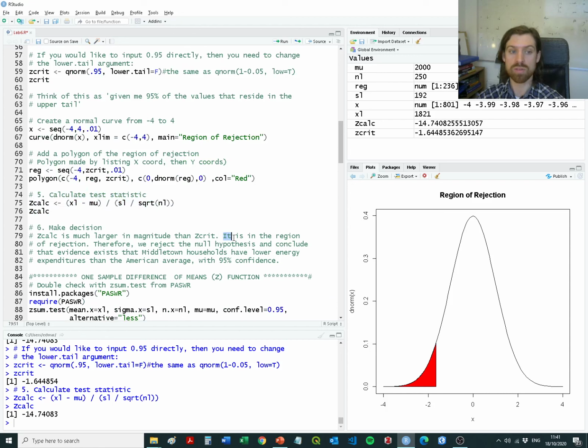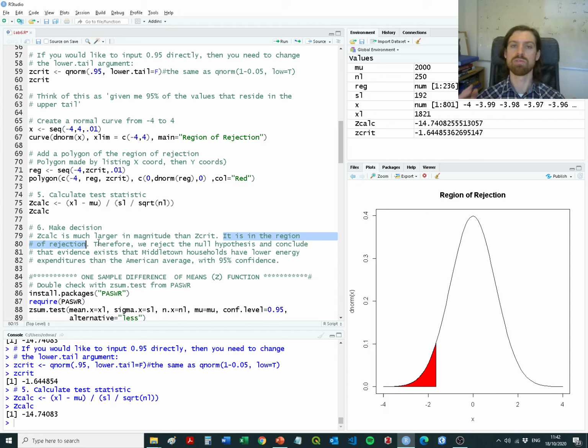The Z value that we got is in the region of rejection. It's so far in the region of rejection that we didn't even include that part of the distribution. We limited this distribution to +4 and -4. So this particular value would be all the way over here in the bottom part of the tail.